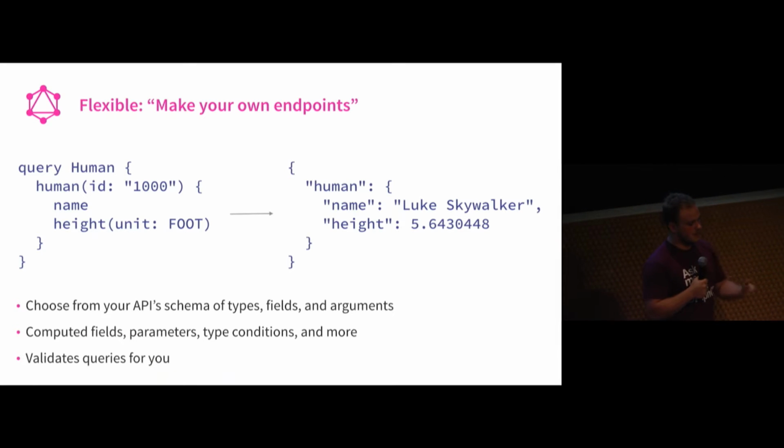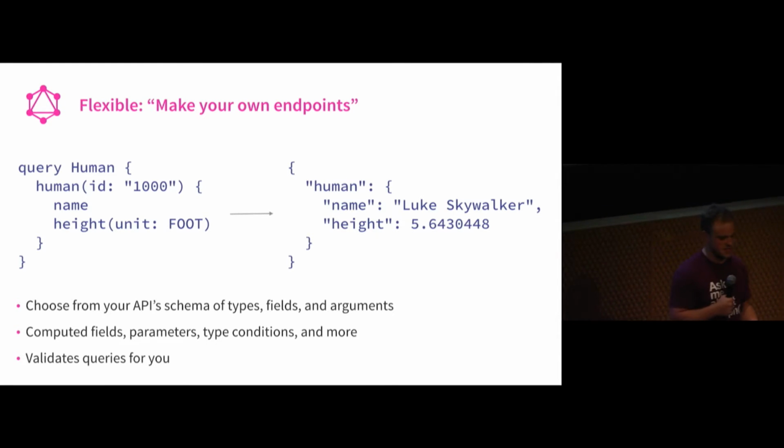And rather than being a query language like SQL or something like that, where you have unlimited power, GraphQL is an API, so you explicitly declare the fields and the arguments that are available to the front end or API consumer to query. It supports a lot of other really cool stuff that we won't get into here, like computed fields, parameters, type conditions on different types of data to get different fields, and more. And it's also really cool that it validates the queries for you, so you can't end up with an invalid request in some way or sending a parameter that's not used.